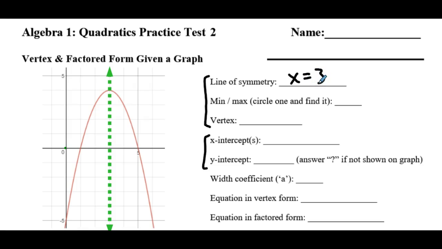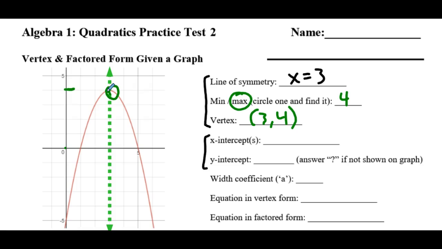Next thing we're going to look for is the min or max, which is essentially the y value of our vertex. We are trying to figure out how high up in the air we are. And so that point occurs up there at a height of 4. Since the graph is facing downwards, that is the max of the graph. So we'll select max. That means our vertex is going to be the x value from the line of symmetry, 3, and the y value from our min-max, which is 4. So 3, 4 is that point right up here where the graph turns around.